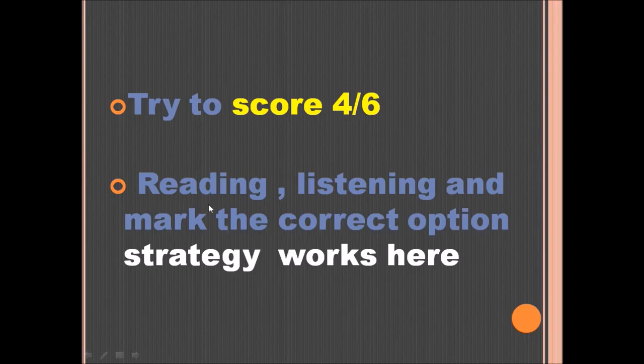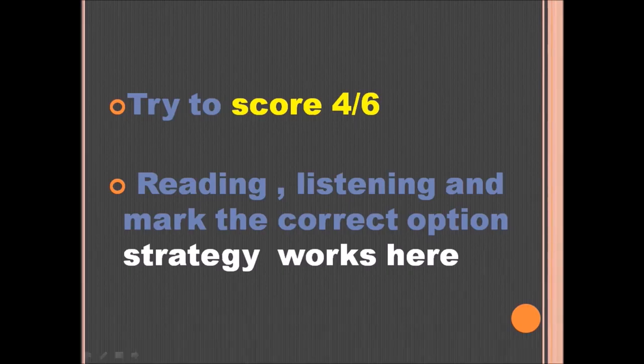First of all, read the question and answer options, then listen to the audio, and then mark the correct option. This strategy works in OET listening part B. Let me repeat it once again: first read the question and answer options, then listen to the audio, and then you will have 5 seconds to mark the correct answer. This is a very important strategy, so always apply it while attempting OET listening part B.